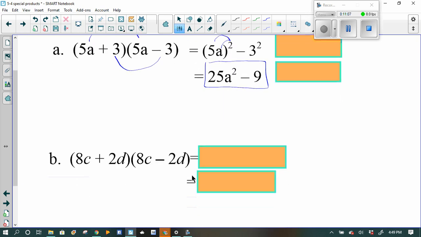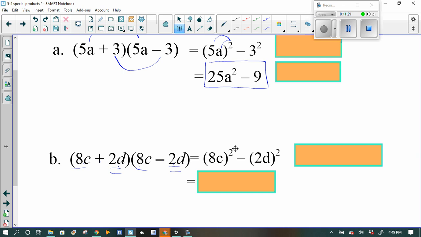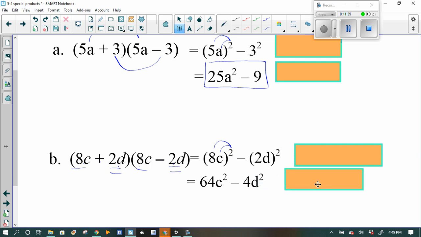So always look and see: are the first two terms the same? Are the last terms the same? Is one plus and one minus? As long as it meets that rule, then you can do a squared, so 8c squared, minus b squared, which would be 2d squared, and then you distribute the exponent. 8 squared c squared, so 64c squared, and then 2d squared would be 4d squared. So you would just be done there.